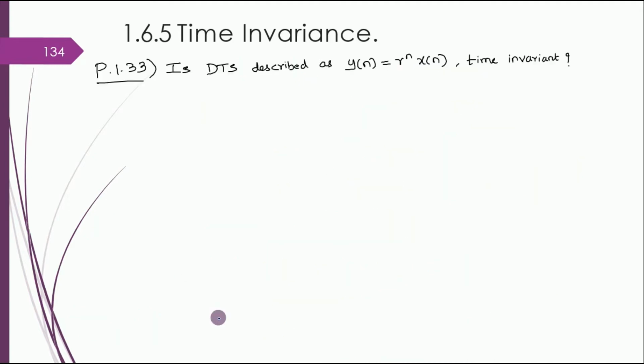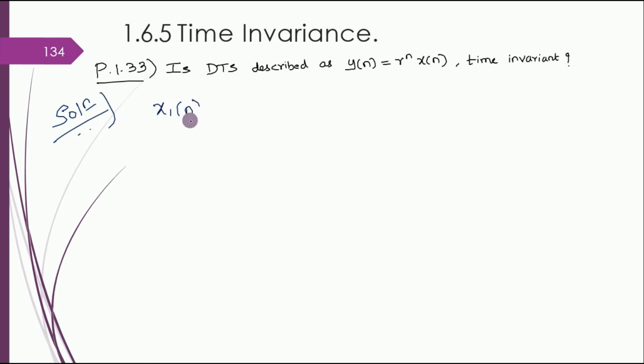Okay, so let me proceed in a similar manner for discrete time. For discrete time too, it is in the same fashion. Let me write it here. Let me take an example directly. We are having a DTS signal, and for the DTS signal we have described some system operator, y of n is equal to r raised to n x of n. This r raised to n is a system operator here. Whether it is time invariant, that we need to check. So for that I will take the diagrammatical explanation.